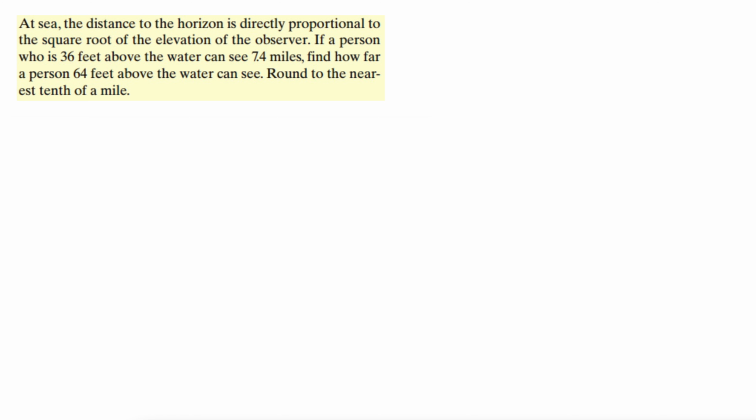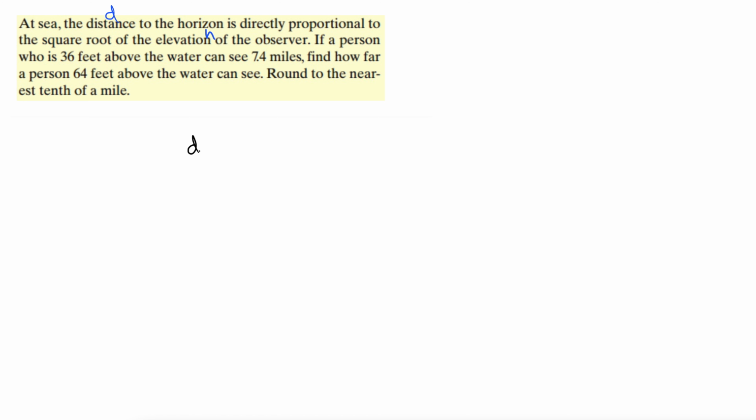Okay, a lot going on here. There's a very standard way to approach these types of variation problems. First step is to figure out what kind of proportion, or variation, we're looking at here. So let's call this distance d, and the square root of the elevation, let's call that height. So we have d for distance, h for height. And let's read off what it says.